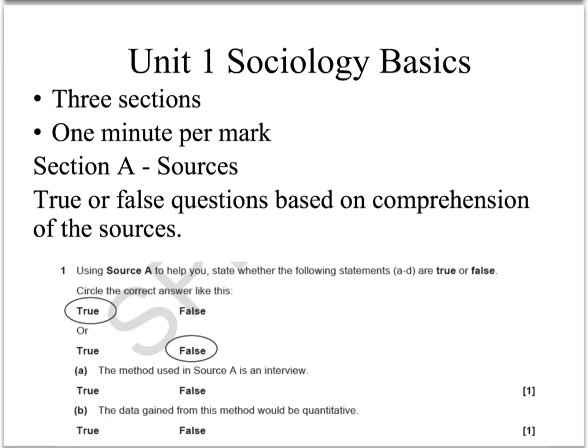There are 3 sections, and it's a minute per mark. It's an hour-long exam, so 60 minutes, 60 marks. True or false questions are the first ones, and they're based on the sources. Very, very easy. Just basically testing, can you read? So there's no excuse not to get 4 out of 4 in that first section.